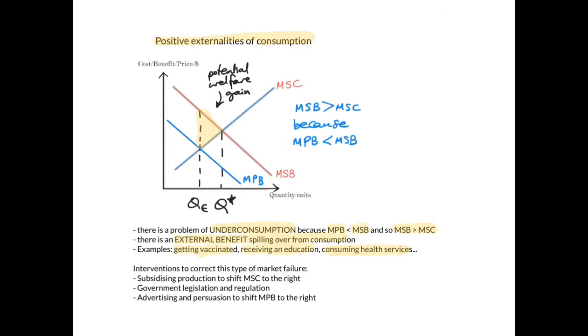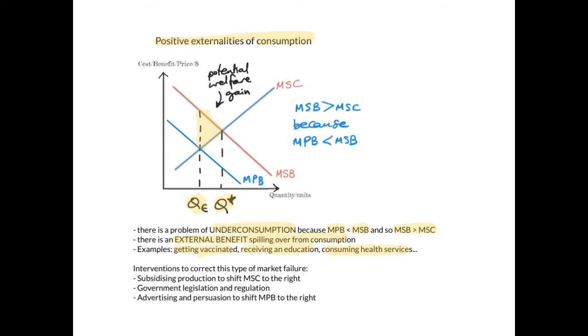So, in the case of positive externalities of consumption, you can see that the marginal social benefit is higher than the marginal private benefit. Think of the MPB curve as the actual demand, while the ideal demand is the MSB curve. As a result, the equilibrium quantity that the market provides, QE, is less than the optimal quantity. Here, there's a potential welfare gain, which is this triangle here due to this underconsumption.